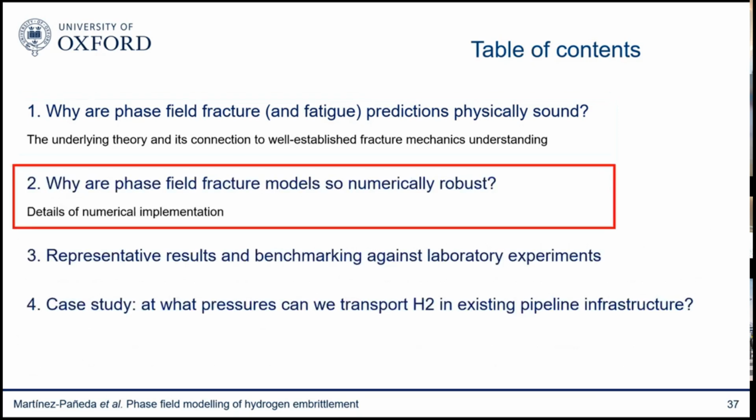Okay, so let me move to the next step. Why are phase-field models so numerically robust? Why are they so popular in the community? Let me provide some details of the numerical implementation.